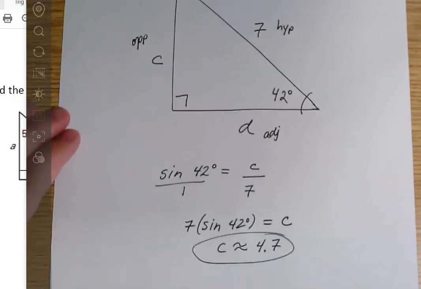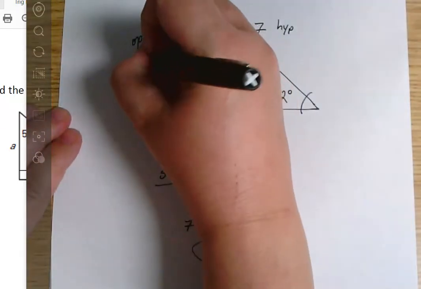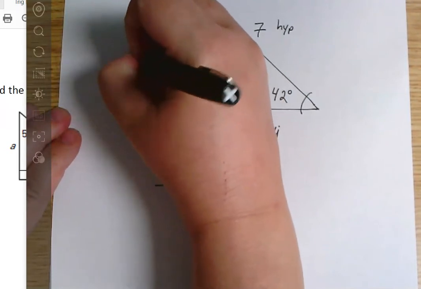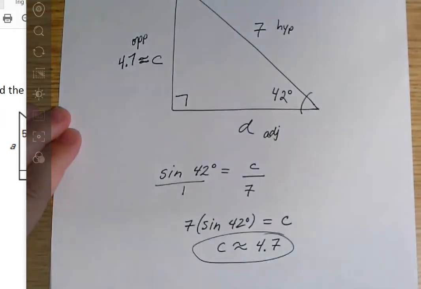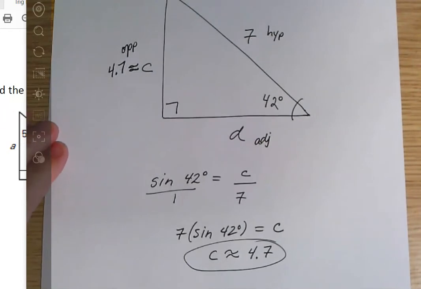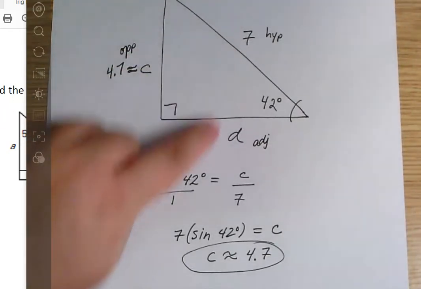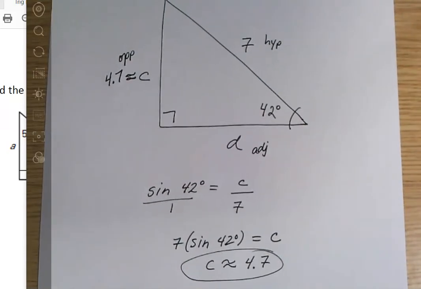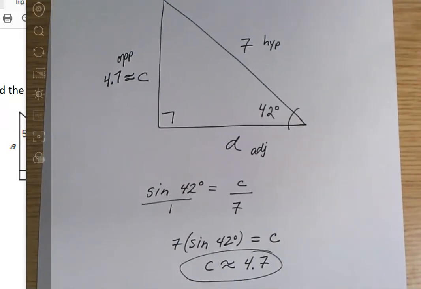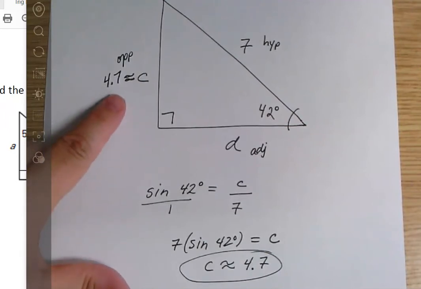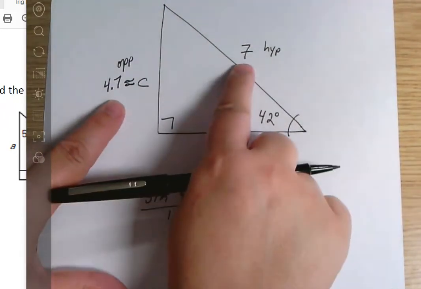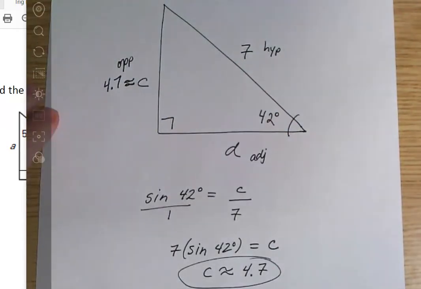Now in this problem, though, we weren't just asked for c. We also are supposed to be finding d. And I'm going to say approximately. There's a couple of options on how we could do that now. Because now I do know 2 sides out of 3 of the triangle. And if you know 2 sides out of 3, you can use the Pythagorean theorem. So I could do that. I could say 4.7 squared plus d squared equals the hypotenuse squared, which is 7 squared.